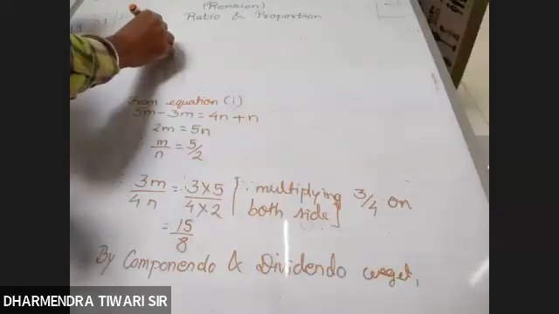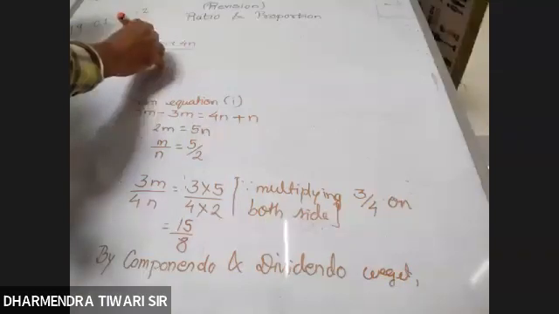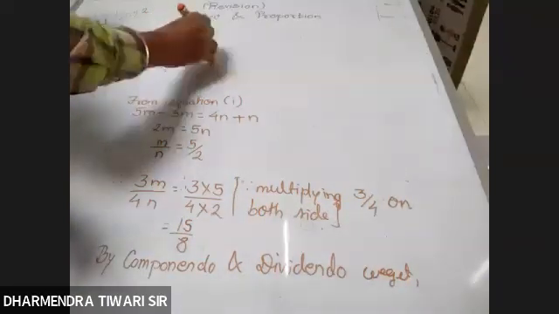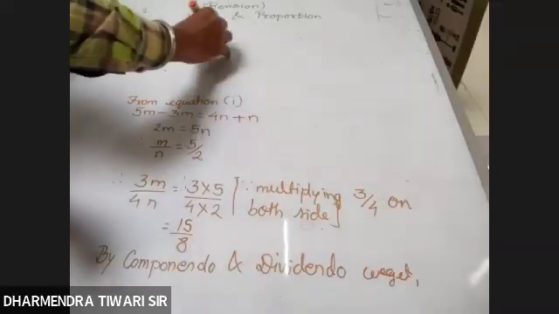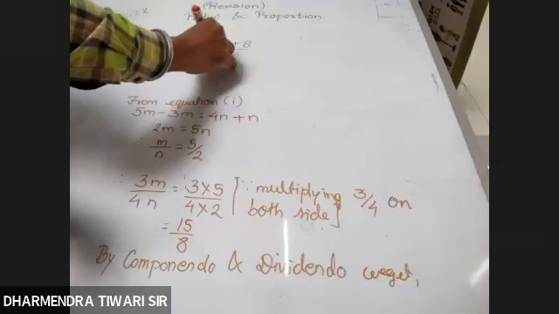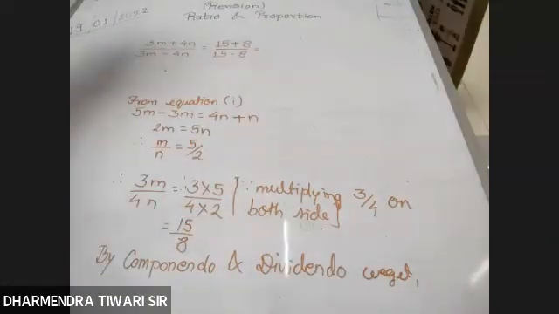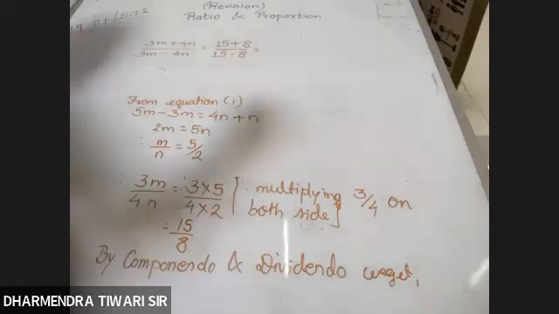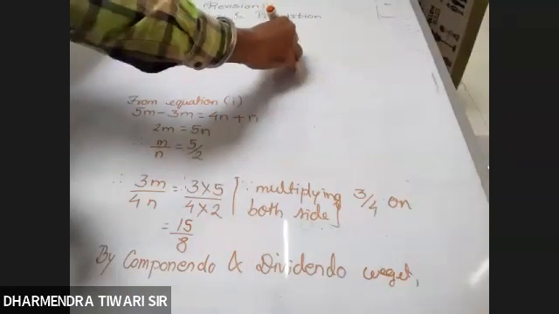3m + 4n upon 3m - 4n. As we are adding in the numerator according to componendo, and subtracting in the denominator according to dividendo, we get 15 + 8 upon 15 - 8. What is the value of 15 + 8? It is 23. And 15 - 8 is 7.